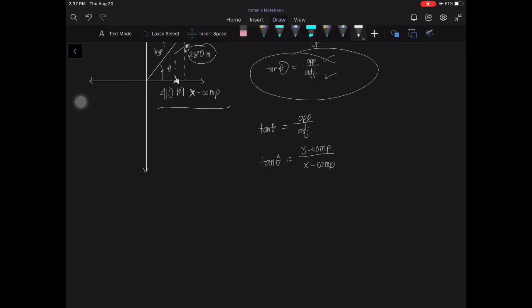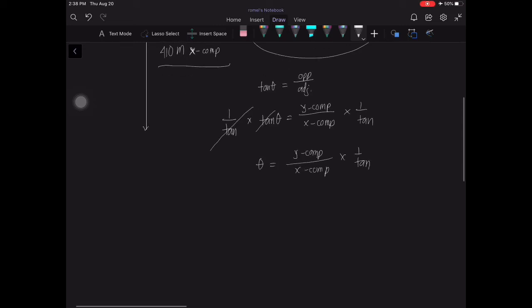Now, since we're looking for theta, or the angle, let us get rid of the tan. We can multiply this side by 1 over tan, and whatever we do on this side, we should always do on the other side. We multiply this side by 1 over tan, we will also multiply the other side by 1 over tan. Now we can cancel this out because that would simply equal 1. So we have here theta is equal to y component over the x component multiplied by 1 over tan.